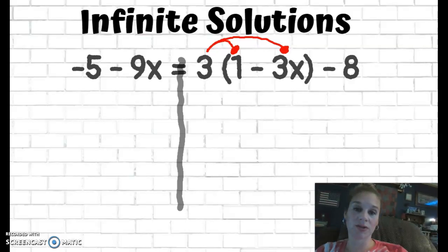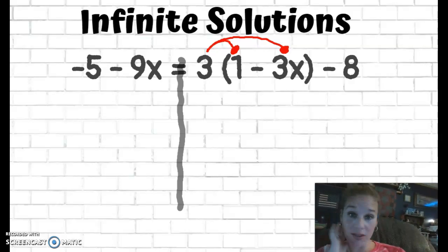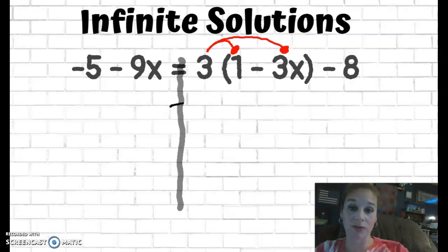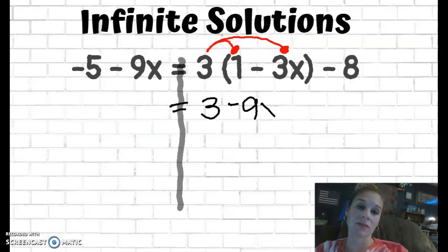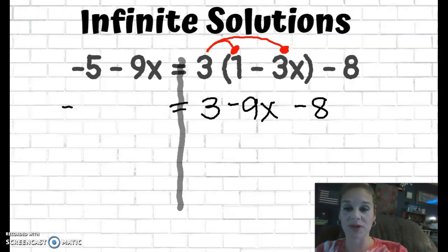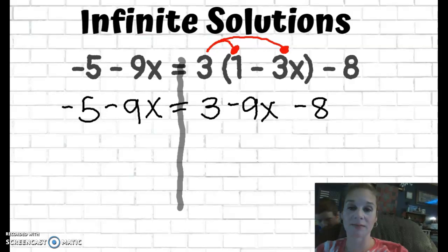So I'm going to distribute the 3 to the 1. So 3 times 1 is equal to 3. And 3 times the -3x is going to be -9x. That takes care of my distribution. Now I have to bring down everything else that's in this problem also. So I'm bringing down the -8 over here. And then on my left, I have to bring down the -5 minus the 9x.